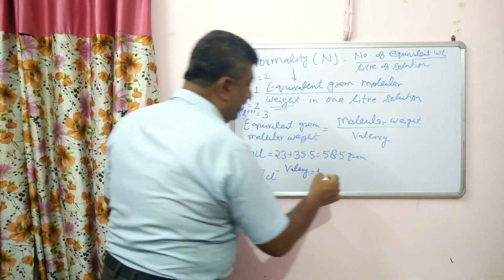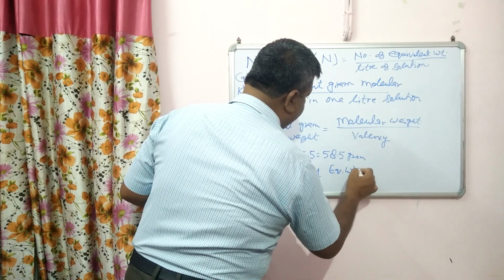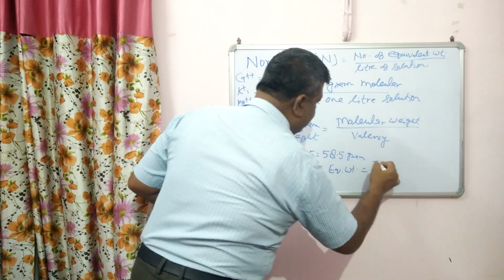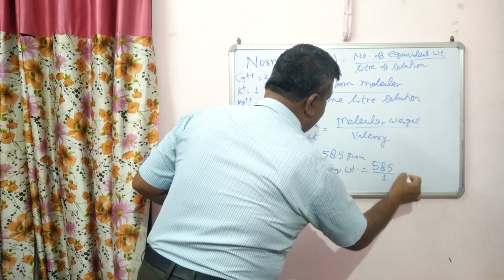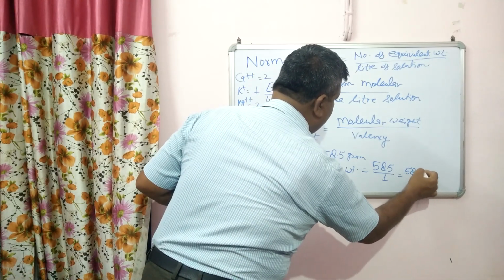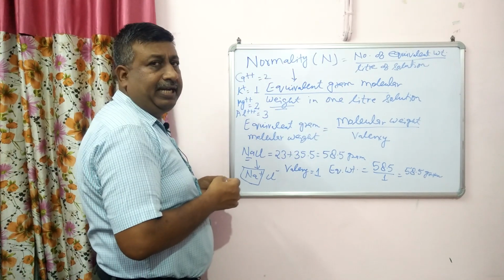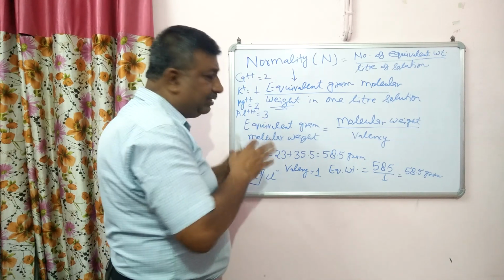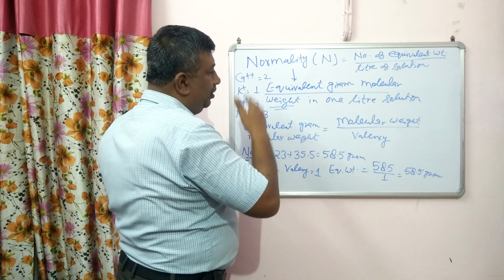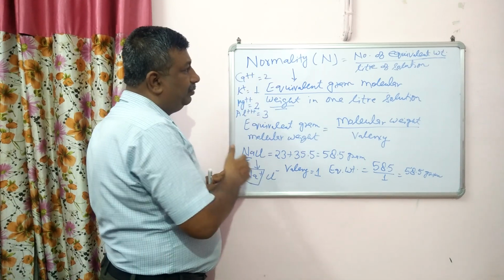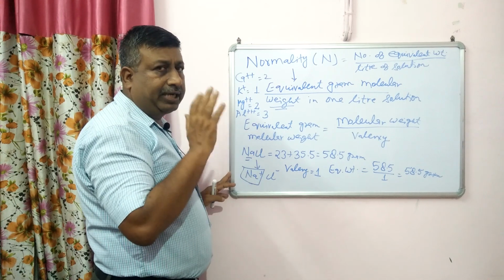So equivalent weight of this NaCl, we can say equivalent weight is equal to molecular weight 58.5, and the valency is 1, so it is 58.5 gram. So equivalent weight of NaCl is 58.5. So this is the way how we can calculate the equivalent weight. So this is very essential to calculate the equivalent weight for the calculation of normality. So without equivalent weight we cannot calculate normality.